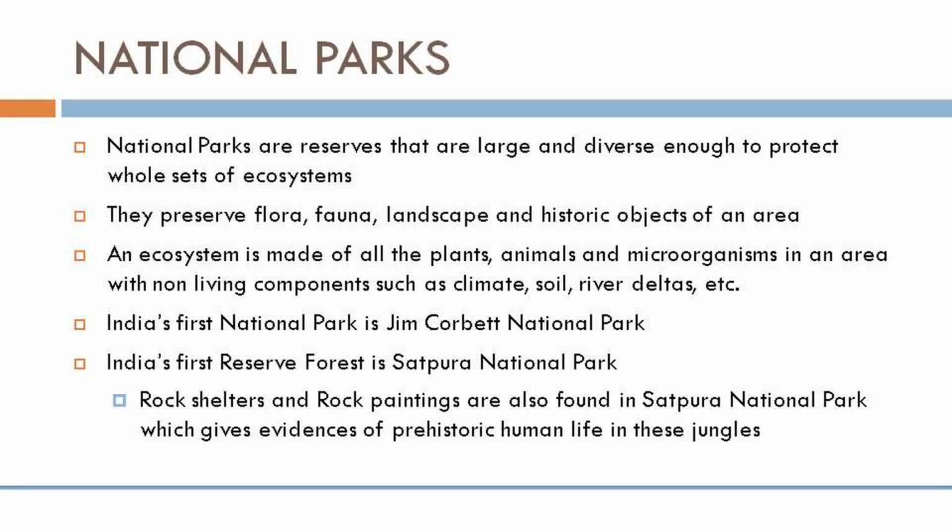National parks are the reserves that are large and diverse enough to protect whole sets of ecosystems. They preserve flora, fauna, landscape, and historic objects of an area. An ecosystem is made up of all the plants, animals, and microorganisms in an area with non-living components such as climate, soil, river deltas, etc.